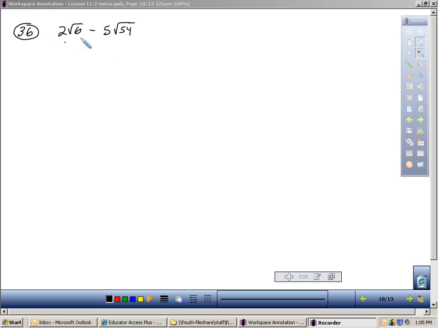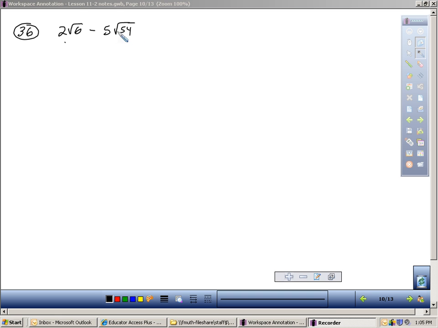All right, so if you look at number 36 in your book, and this is on page 723, the directions are to simplify the expression. Well, from my first video, when you try to subtract radicals, you must have a like radical. And if you look here, I can't subtract square root of 6's and square root of 54's. So your first inclination might be I can't do anything here.